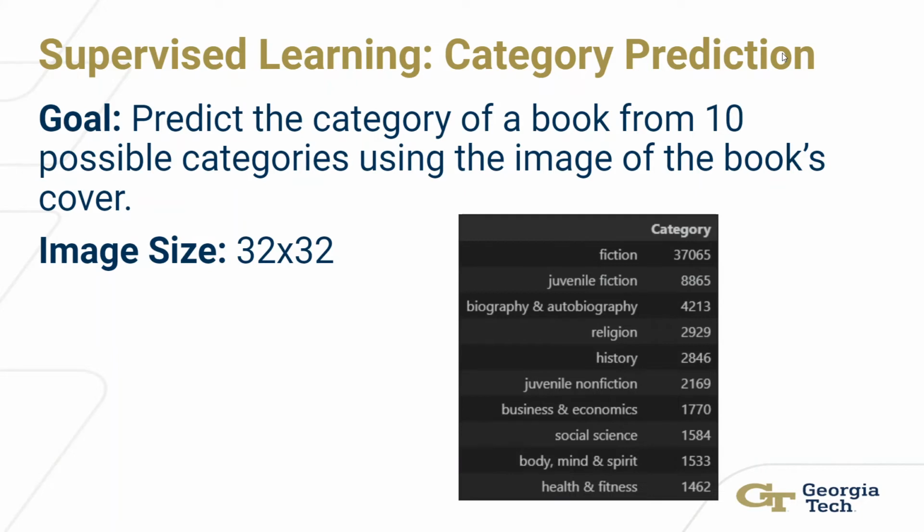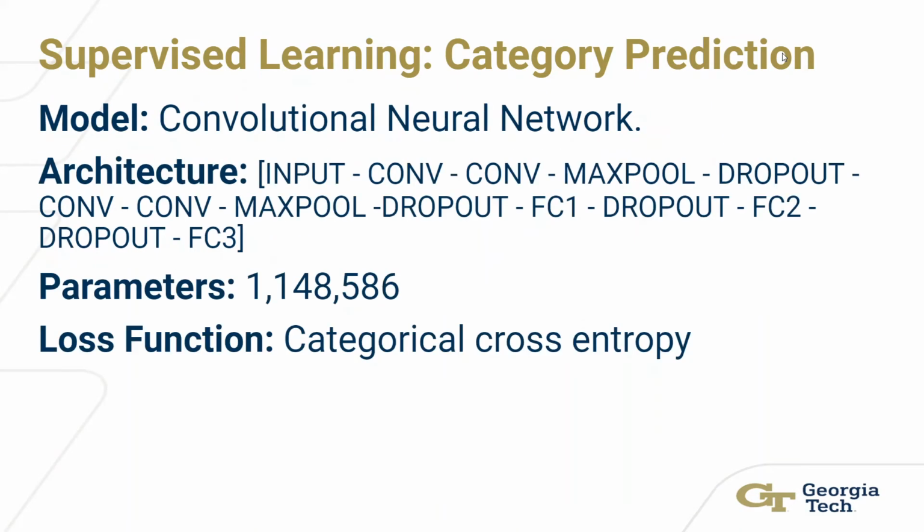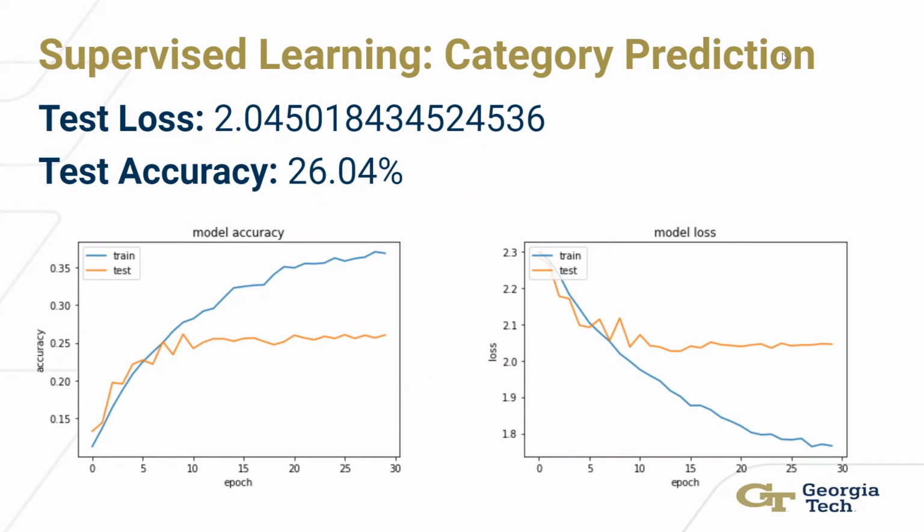We decided to randomly sample 1,400 of each of the categories for a total of 14,000 books. We then resized the image of each book cover to be 32 by 32. Because we are working with images, we decided to use a custom convolutional neural net. We were only able to achieve a test accuracy of 26%, which is less than we hoped.